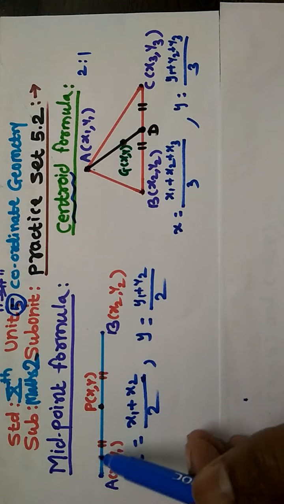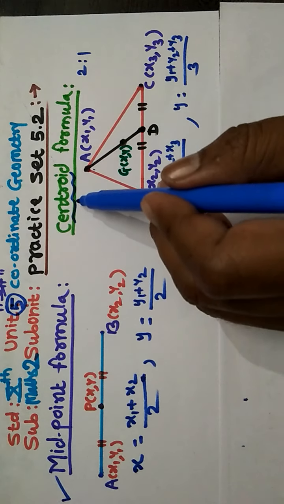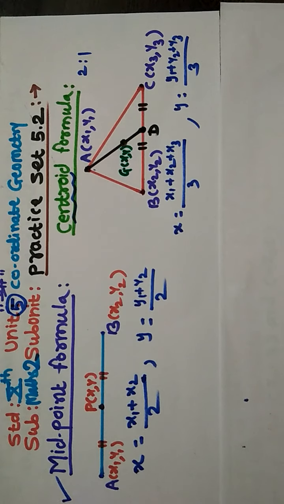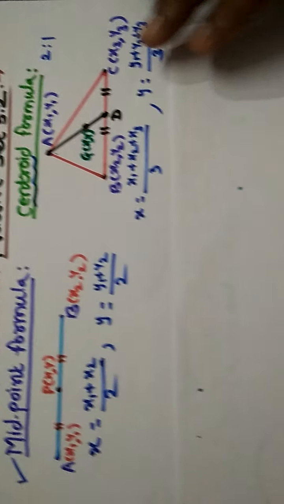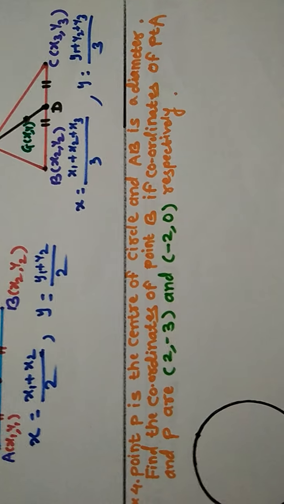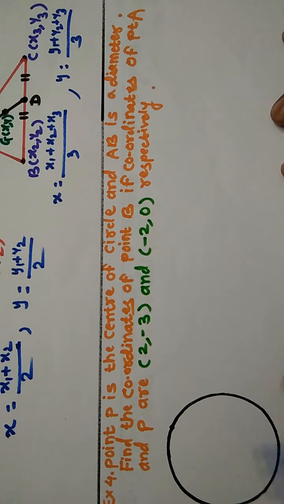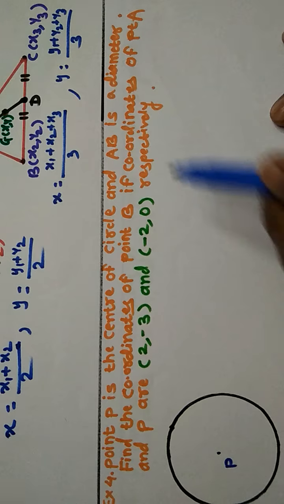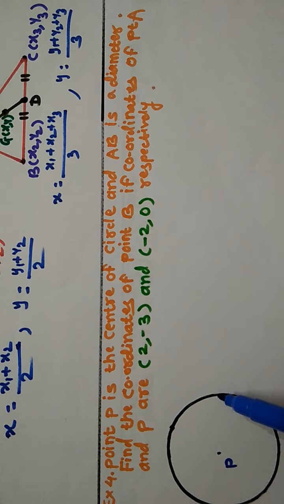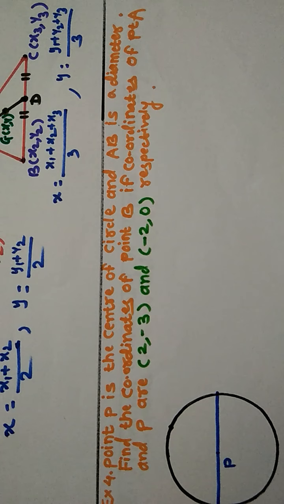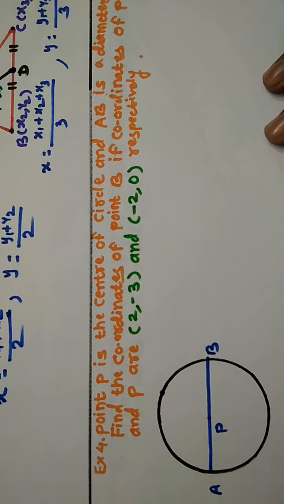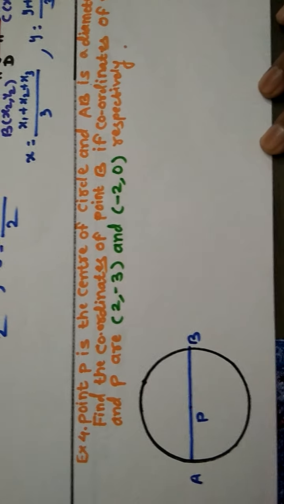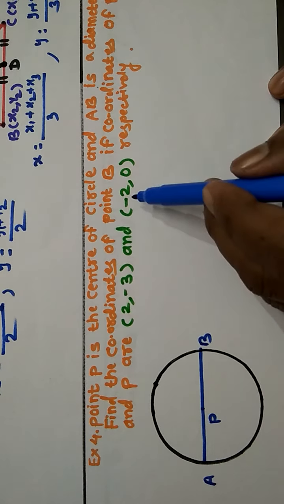Now first we solve the examples of the midpoint formula and then we solve the examples of the centroid formula. See example number 4. Point P is the center of a circle. See here, draw the circle whose center is P. AB is a diameter. Draw its diameter, name it AB. P is the center, AB is a diameter.